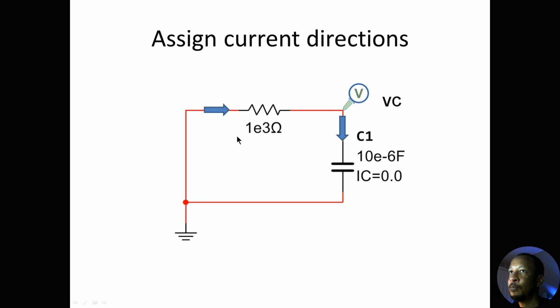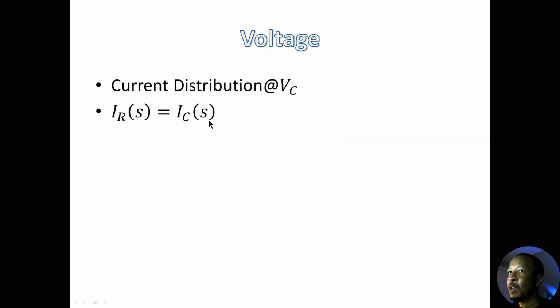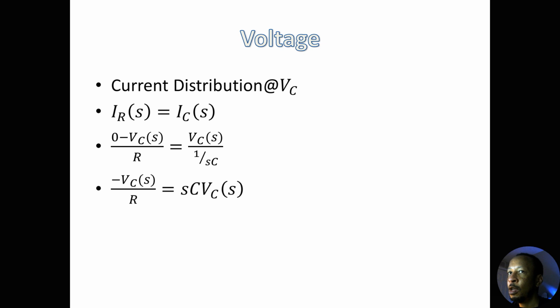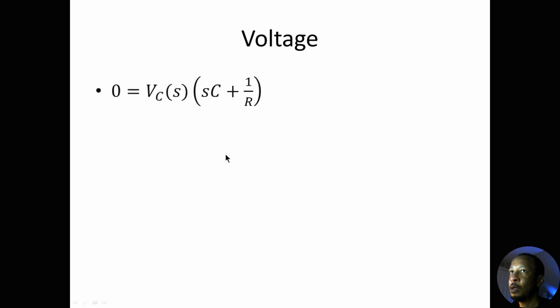Okay, so at VC, what do I have? I have IR of S equals IC of S. Then that expands into 0 minus VC of S divided by R equals VC of S divided by 1 over SC. Then the next step is negative VC of S divided by R equals SC VC of S. Next I have 0 equals SC VC of S plus VC of S divided by R. Continuing here to get voltage, now I have 0 equals VC of S times SC plus 1 over R.